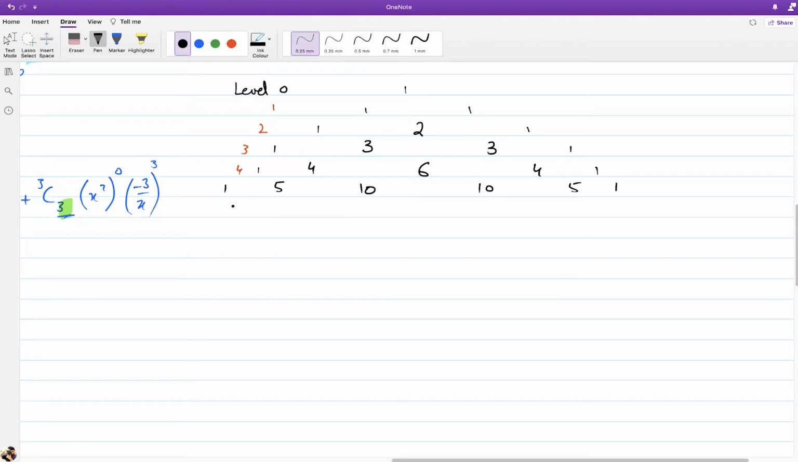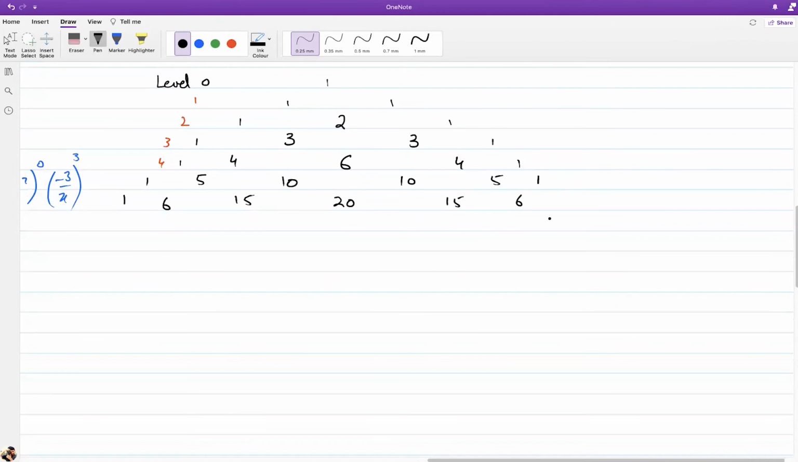Here 1 will come. Then 1 will come again. 1 plus 5 is 6. 5 plus 10 is 15. 10 plus 10 is 20. 10 plus 5 is 15. 5 plus 1 is 6. And here 1 will come.